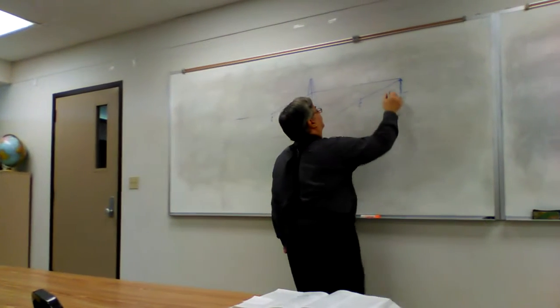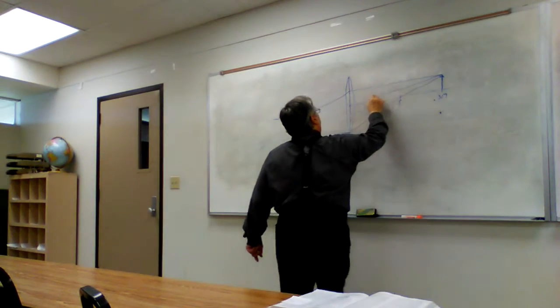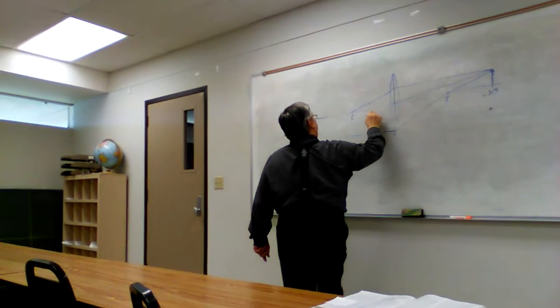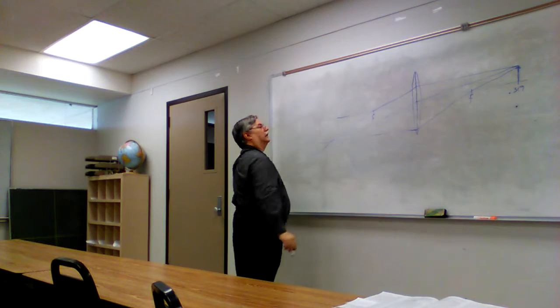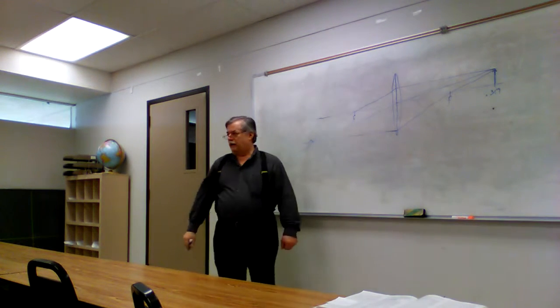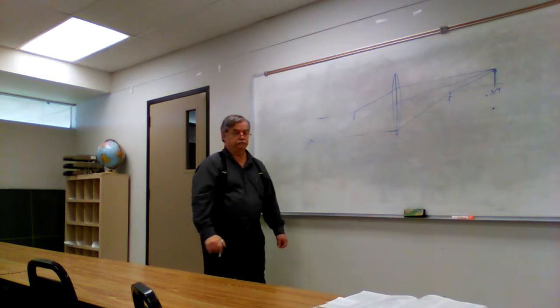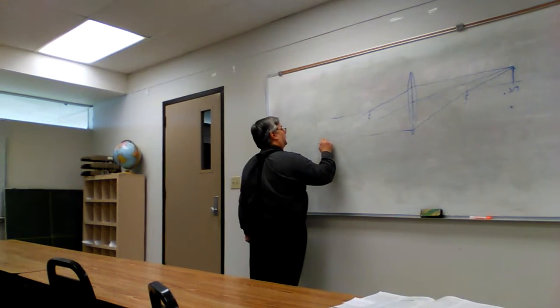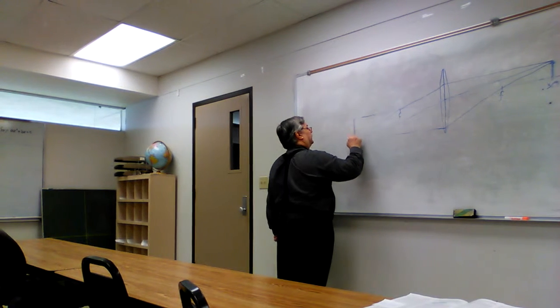And then the final line you draw starts at the end point here and goes straight through the center of the lens. And those three lines should all intersect at a point on the other side of the lens. That is the position of your object.